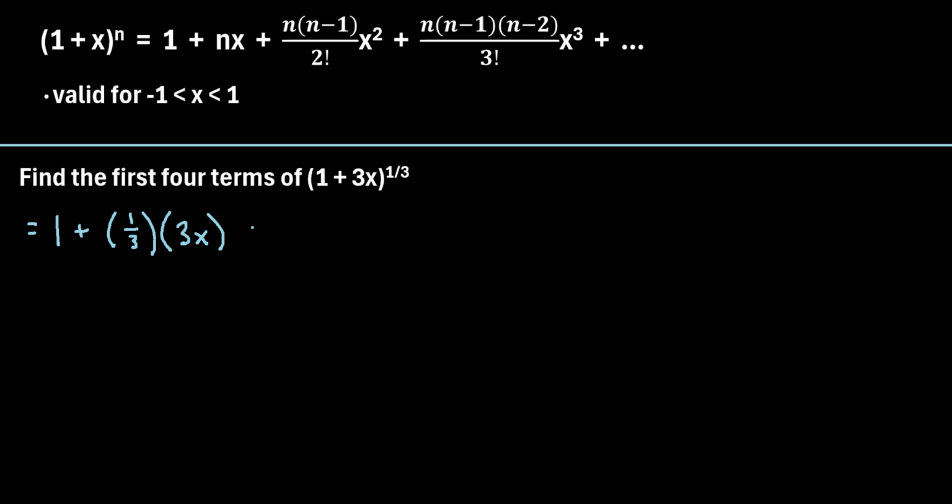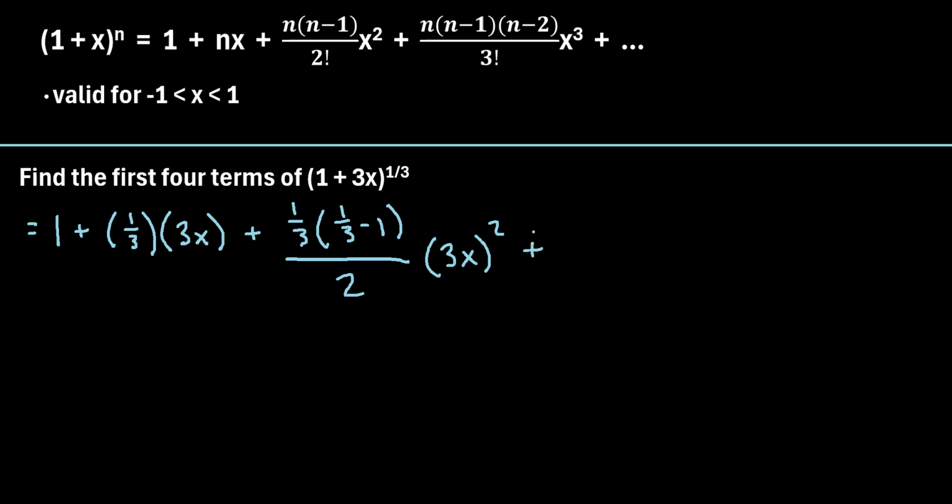That's our second term. And then we add our third term. So n, again, that's the fraction, so we'll have 1/3 times (n - 1), so 1/3 - 1, and that's all over 2 factorial. 2 factorial is just 2 times 1, which is 2, so we'll just write a 2 right here. And that's multiplied by x squared. Again, x is the second term in our binomial, which is 3x, so we'll say times (3x) squared. So that's our third term.